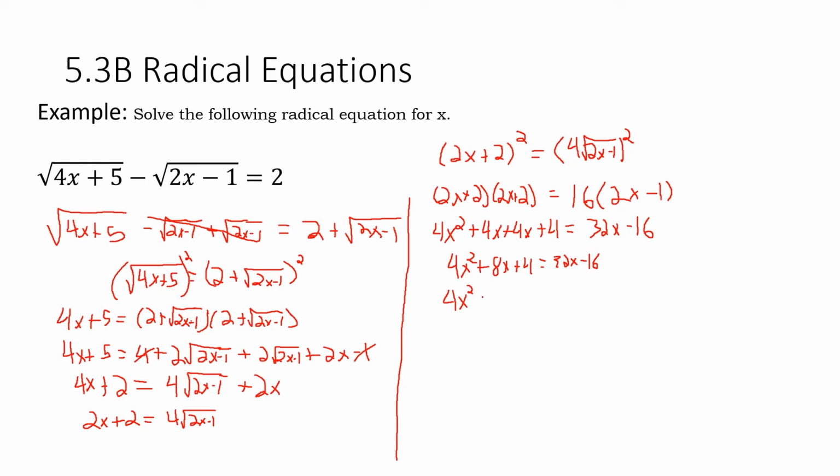8x minus 32x will be minus 24x. And then we'll bring the 16 over by adding 16 to both sides. So 4 plus 16 is 20. Now on our right hand side we have our 0. And we can deal with this quadratic.